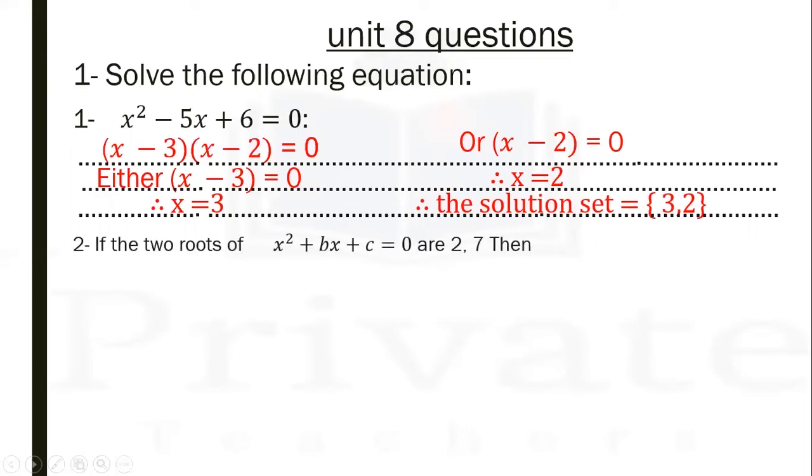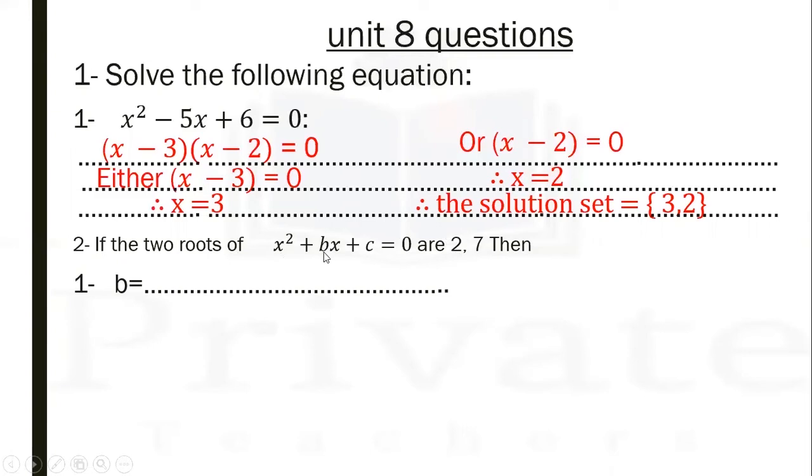Now, number two: if the two roots of x to the power of 2 plus bx plus c is equal to 0 are 2 and 7. These are the two roots. These are the solutions. So 2 and 7. These are the two roots. The question is find b.